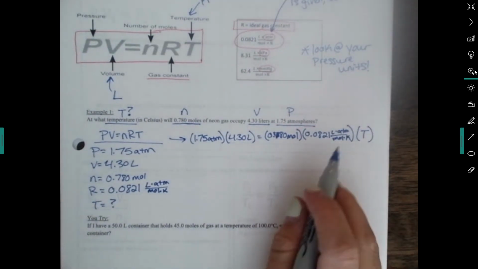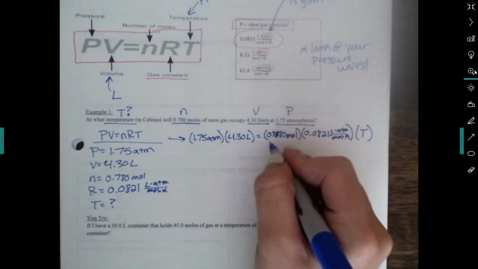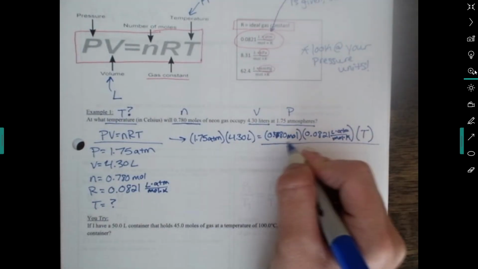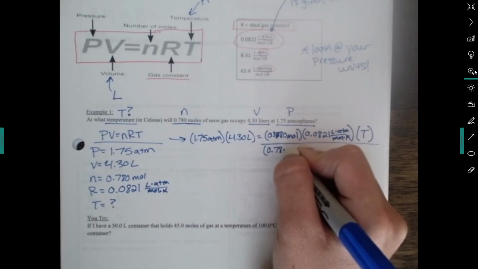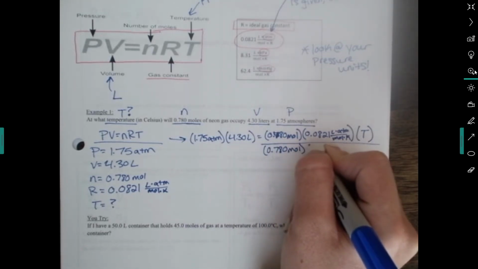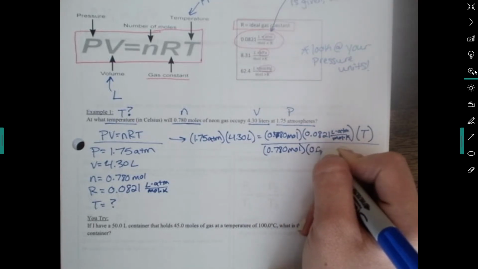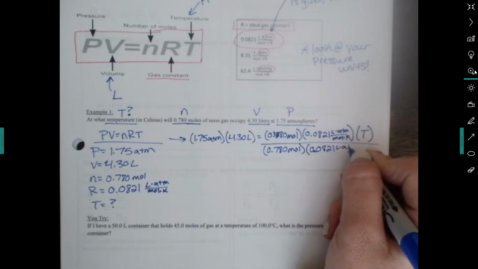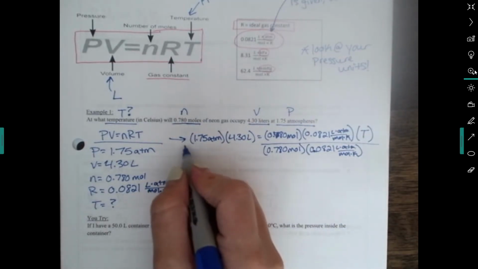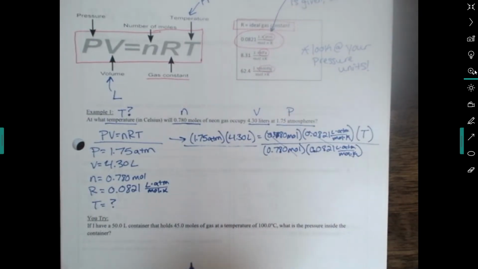Okay, now we need to get T by itself. So we're going to divide by these things. We're going to divide by the 0.780 moles, and we're also going to divide by the 0.0821. Do it to the left side so they cancel. Do it to the right side.